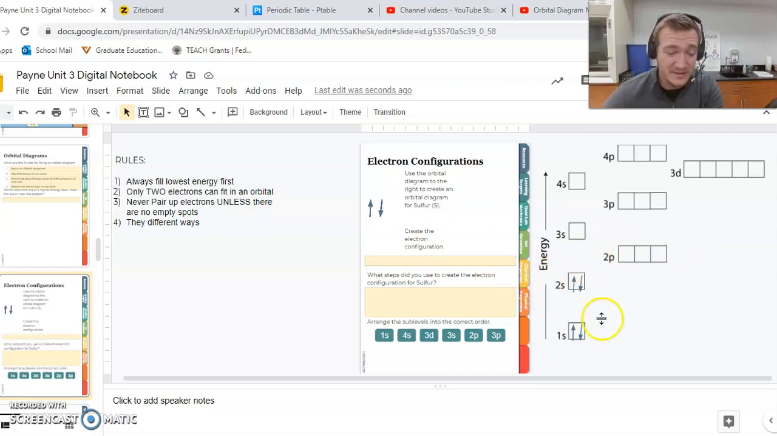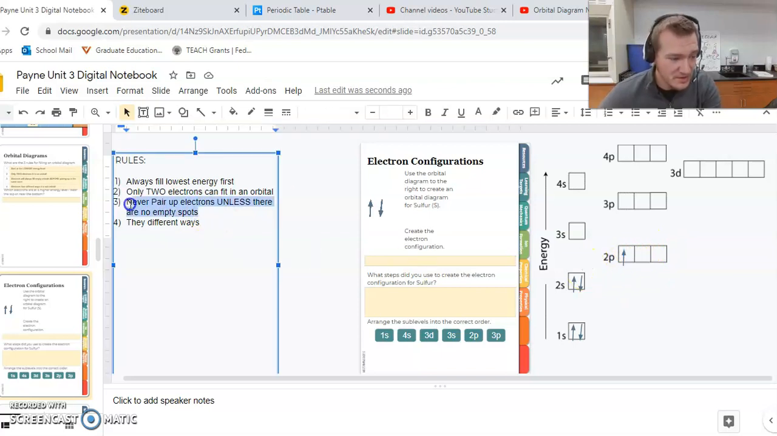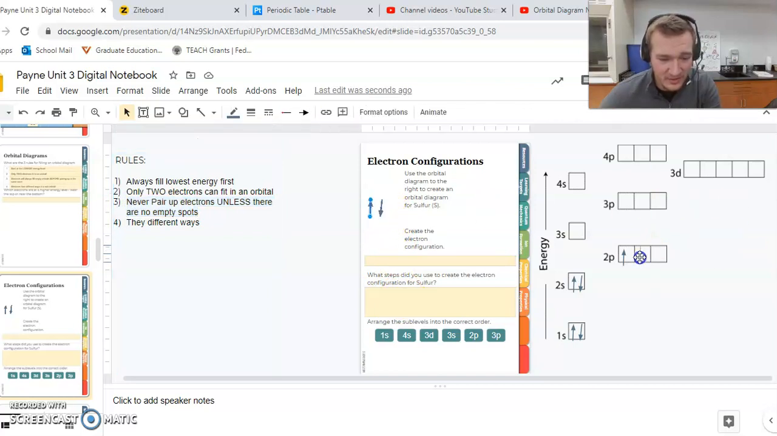Now we can finally move up to this 2p suborbital. Okay, so I'll put my first one in, right? We've just been sticking with that. First one. But now all of a sudden I have a choice. I could put it in the next box over, right? It's the same energy level, or I could pair them up. But remember, our rule says never to pair them up unless there are no empty orbitals left. Okay, so that means I can go ahead and fill these empty ones up.